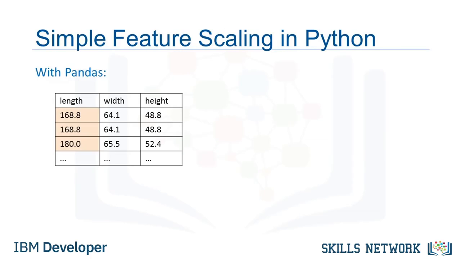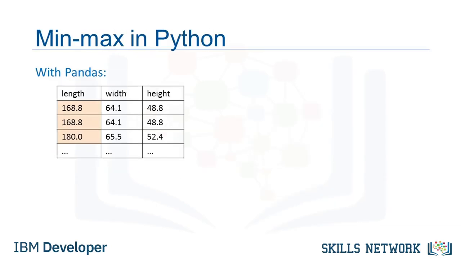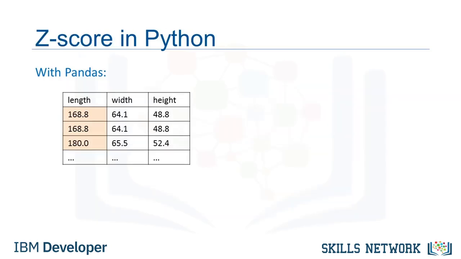Following our earlier example, we can apply the normalization method on the length feature. First, we use the simple feature scaling method, where we divide it by the maximum value in the feature. Using the pandas method max, this can be done in just one line of code. Here's the min-max method on the length feature. We subtract each value by the minimum of that column, then divide it by the range of that column, the max minus the min. Finally, we apply the z-score method on the length feature to normalize the values.